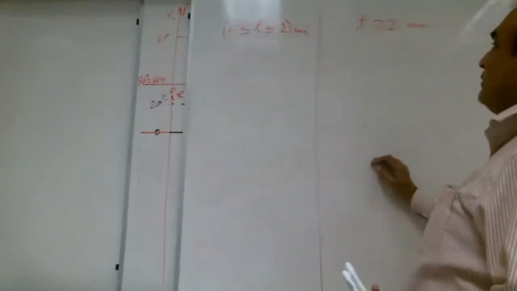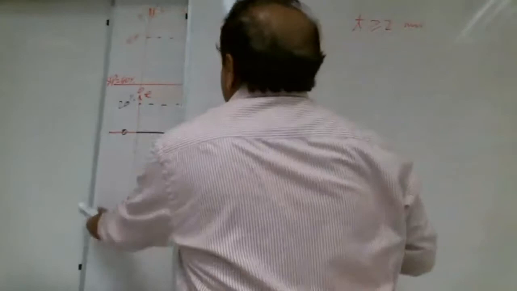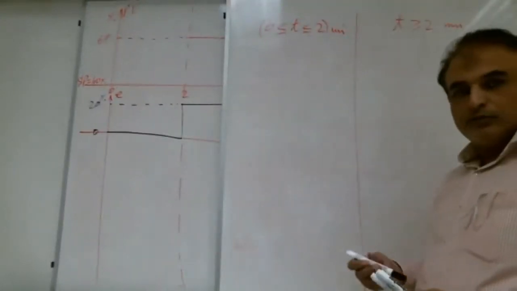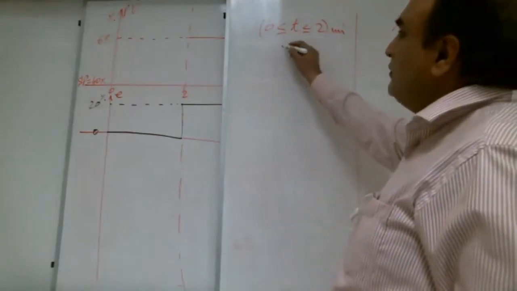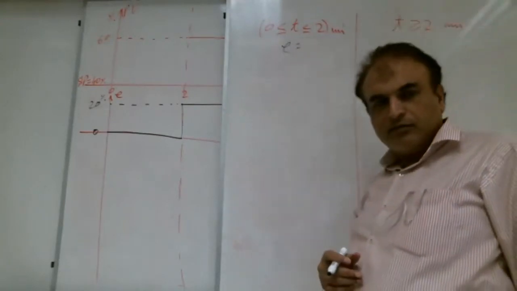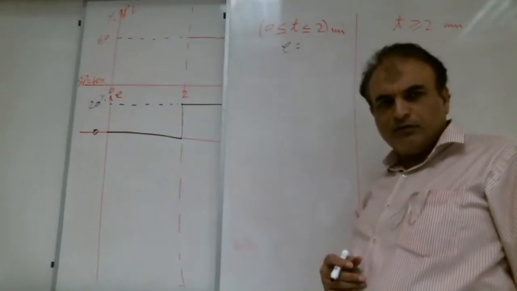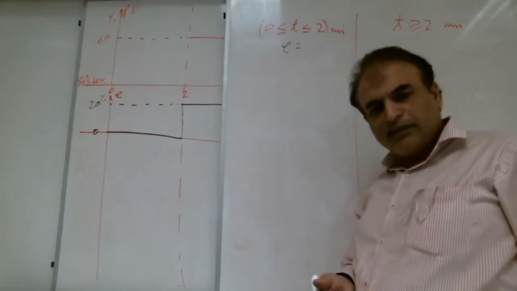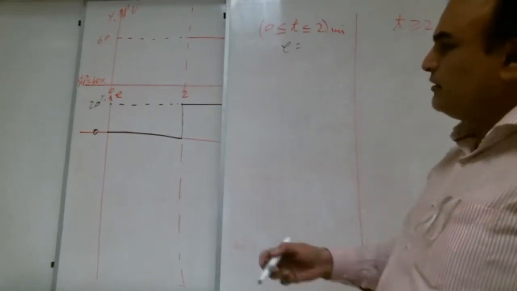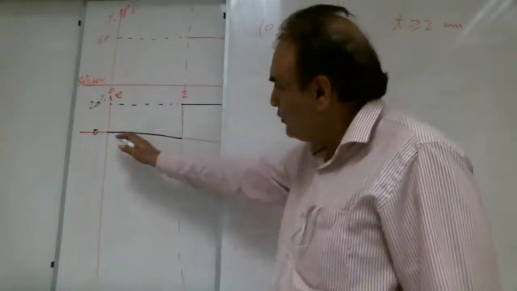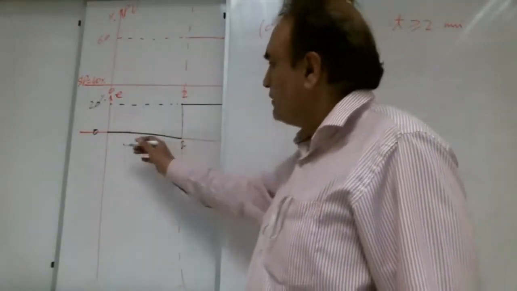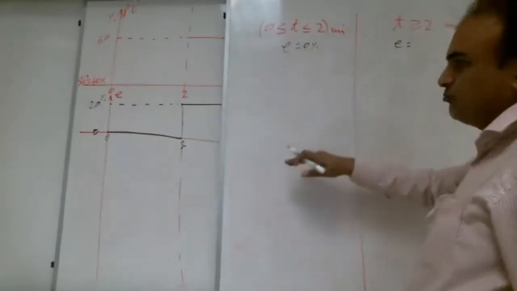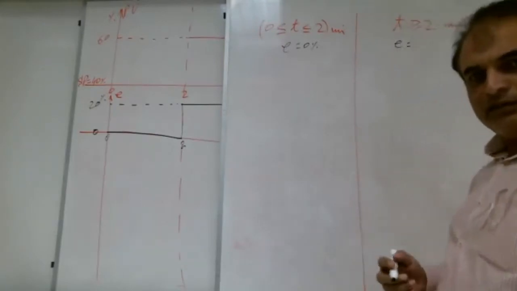Come back here. So what is error here? For T 0 to 2, what is error, Shabab? 0%. Very good. Some brothers are writing 40, some are writing 20. Shabab, this one: 0 to 2, see the 2. This is 0. 0 to 2, what is error? 0. And what is error here? 20%. That's good.